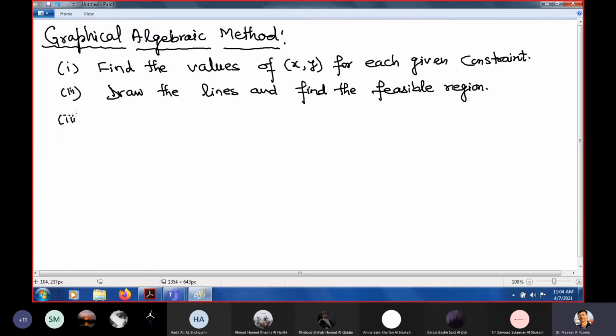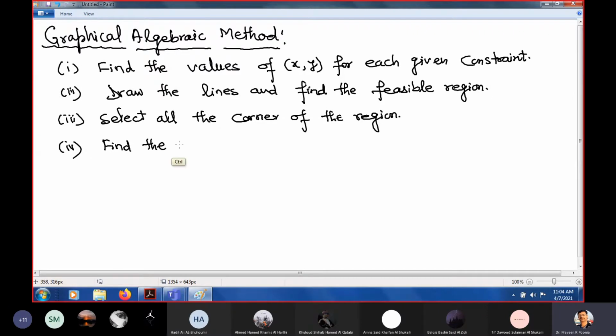Number 3, select all the corners of the region. Now this is the new thing. Point number 4. Up to point number 3, it is same to same like yesterday. Only point number 4 is different.